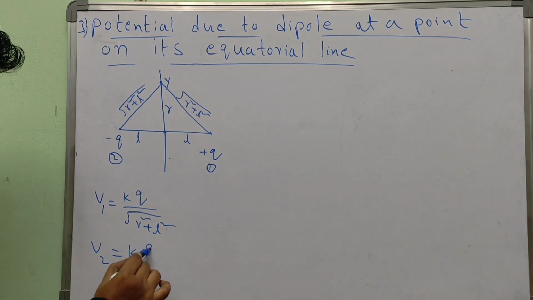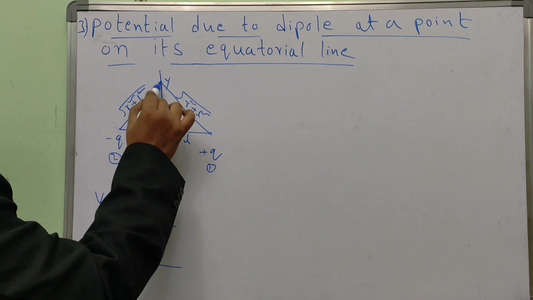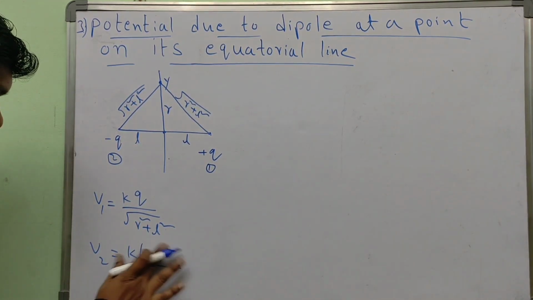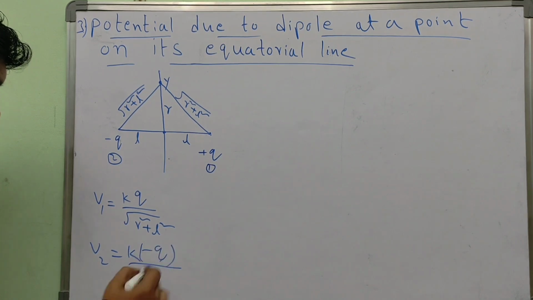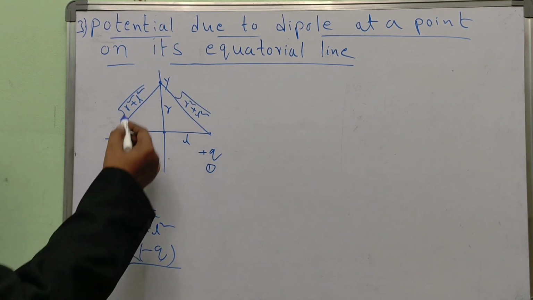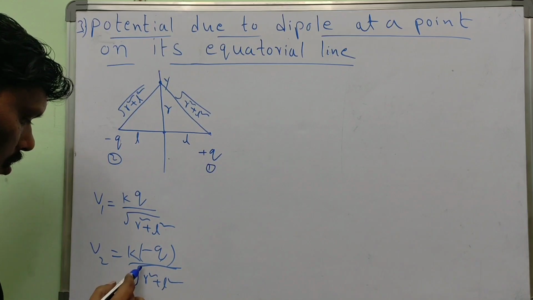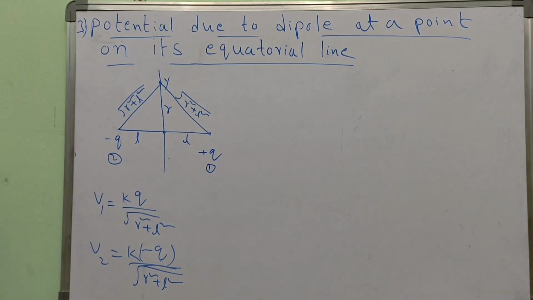Then K into Q upon the distance. What is Q here? Negative charge. I need to write the negative charge also. Why? Because potential is a scalar quantity. So K into minus Q by the distance, root of R square plus L square.